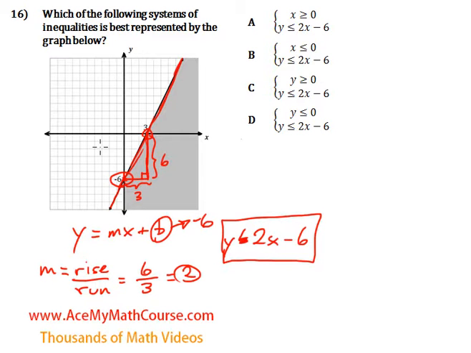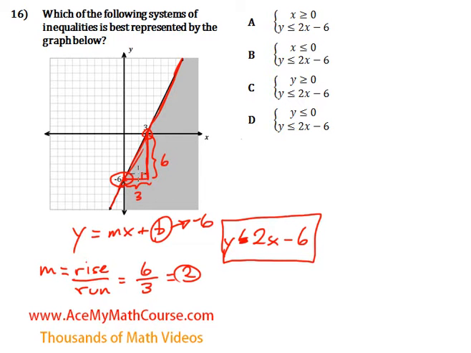If we had the area above the line, we would have chosen y is greater than or equal to 2x minus 6 instead. But that's not the case here. We have the area below.